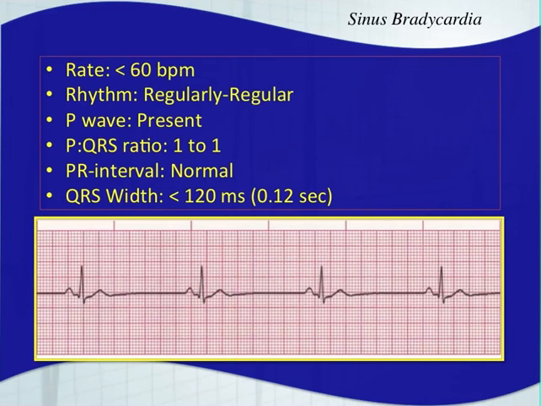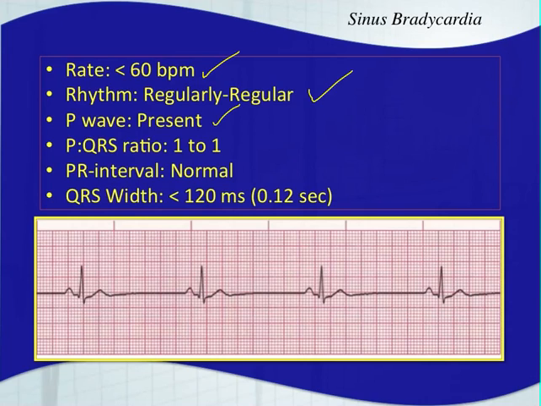The next arrhythmia we're going to talk about is sinus bradycardia. Sinus bradycardia is the same as normal sinus rhythm, except for the first rule, the rate. The rate is going to be less than 60 for a sinus bradycardia. So if you look at all these rules, we have a rate of less than 60. The rhythm is regularly regular, just like a normal sinus rhythm.